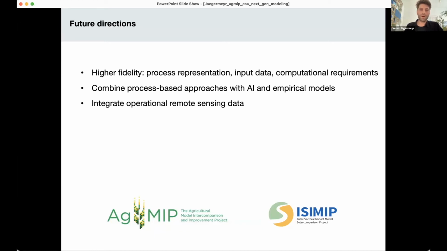Then obviously remote sensing data is critically important. We had a lot of talks focusing on remote sensing data, so that's why I didn't really go into that here. But remote sensing is important for all components of modeling: for the input sides, for calibrating the models, for evaluating the models, and then aggregating outputs. So it's a central component to improving models, especially moving up in scale.